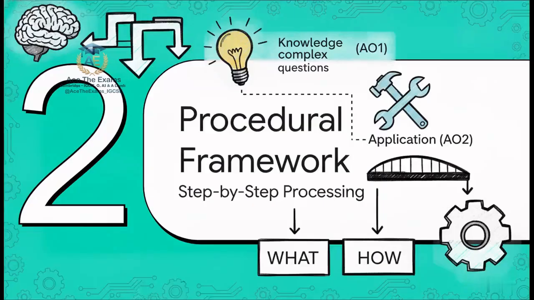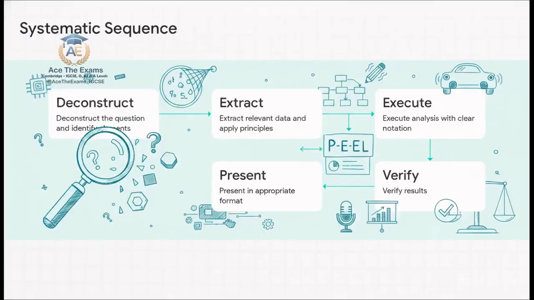Moving on to Section 2, the procedural framework, step-by-step processing. You can have all the computer science knowledge in the entire world, but if you do not format it according to the assessment objectives, your raw knowledge is totally useless. Let's move from the what to the how. This 5-step procedural framework is your ultimate blueprint.